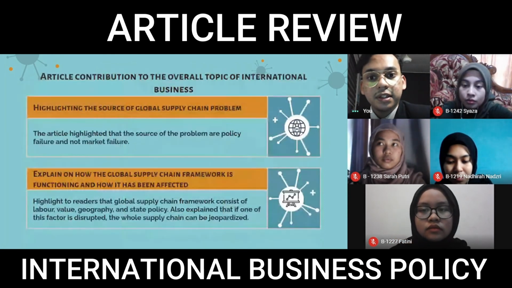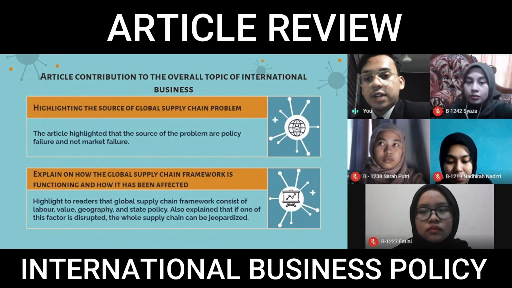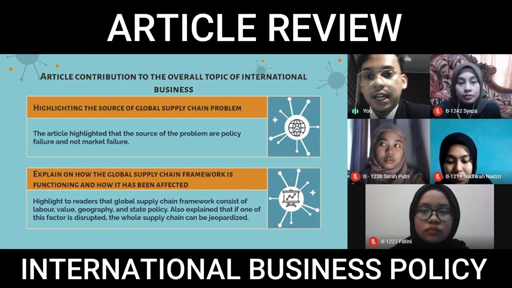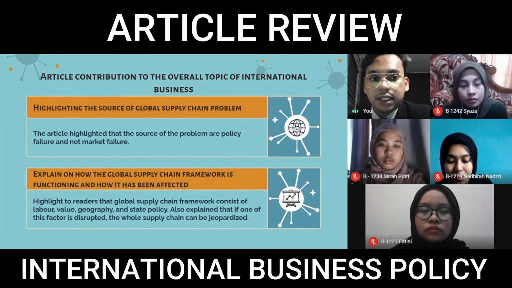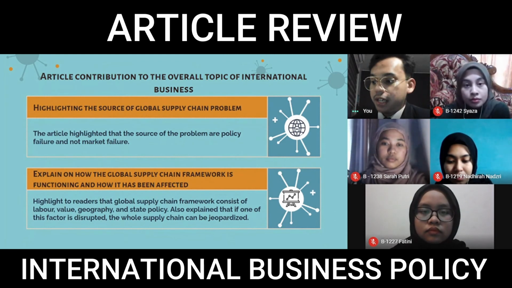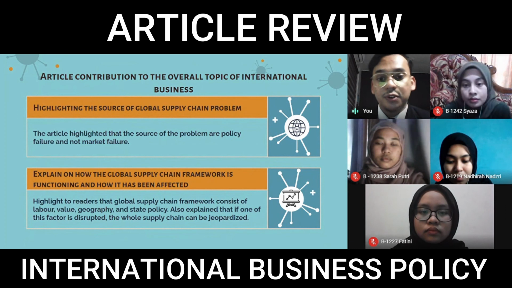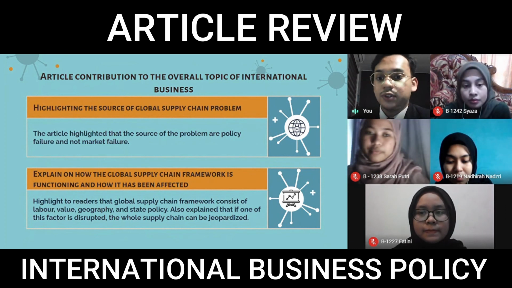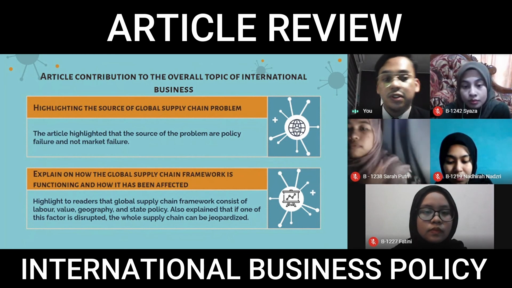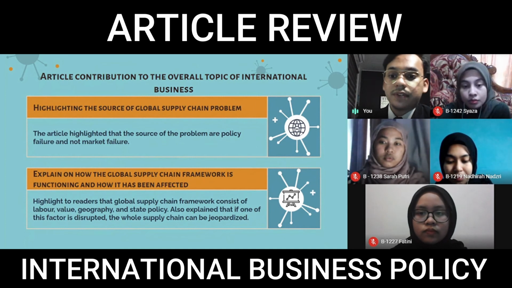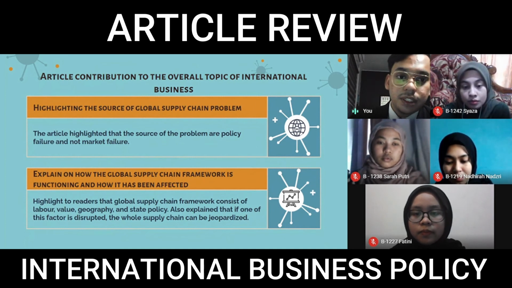Next. Moving on to the article's contribution to the overall topic of international business, the article has highlighted the sources of global supply chain problems because the article suggests that these problems are from policy failure and not market failure. Next, explaining how the global supply chain framework functions and how it has been affected. The article highlights to readers that the global supply chain framework consists of labor, value, geography, and state policy, and also explains that if one of these factors is disrupted, the whole value chain can be jeopardized.